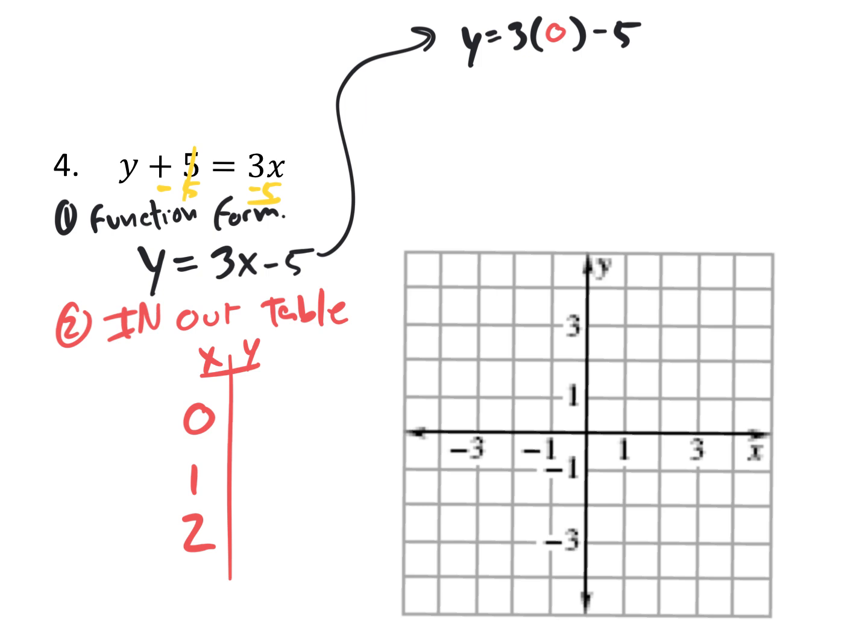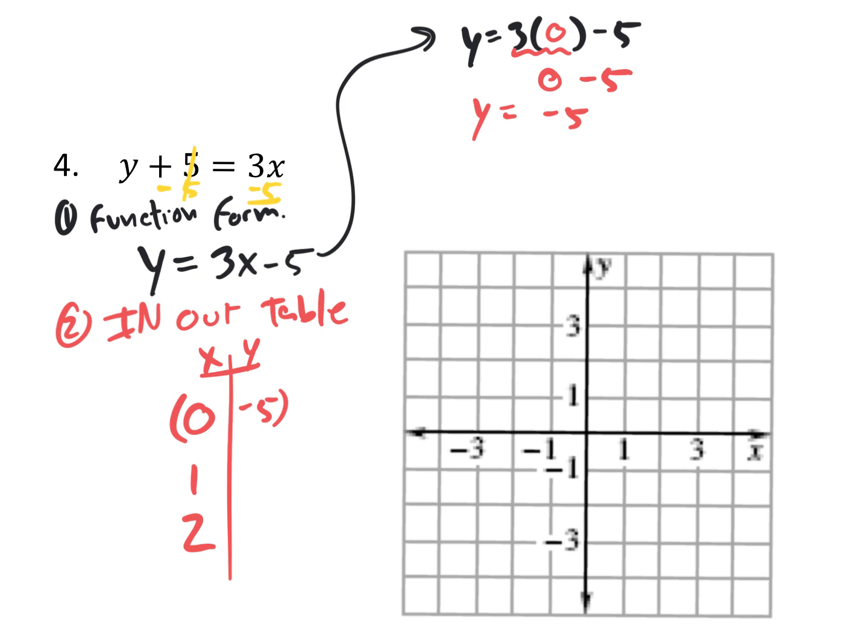Now, at some point, you're going to get so good at this that you could do it in your head or on a calculator. By the way, you could just type this in exactly the way it is on a calculator, 3 times 0 with parentheses, take away 5, hit equal, and it'll give you the answer, the output, negative 5. 3 times 0 is 0. 0 minus 5 equals negative 5. So your y value is negative 5. So when you plug in the x value of 0, your y value comes out negative 5. So that is a coordinate, okay?